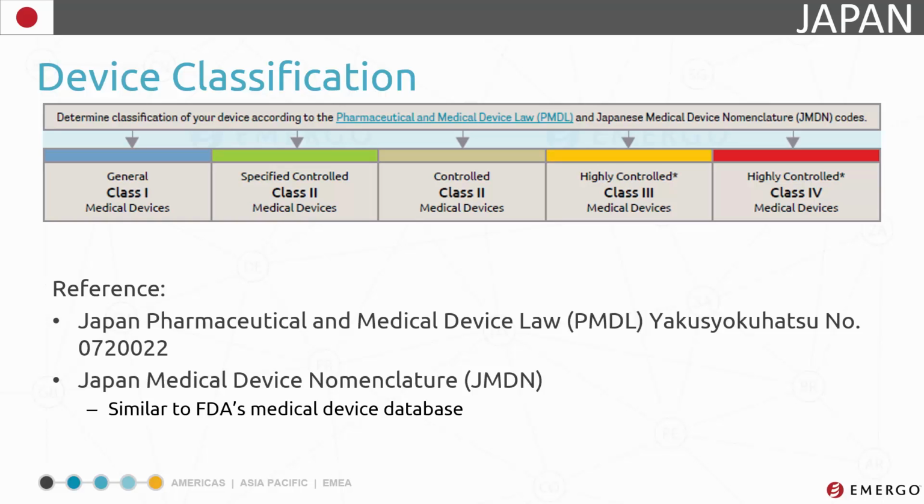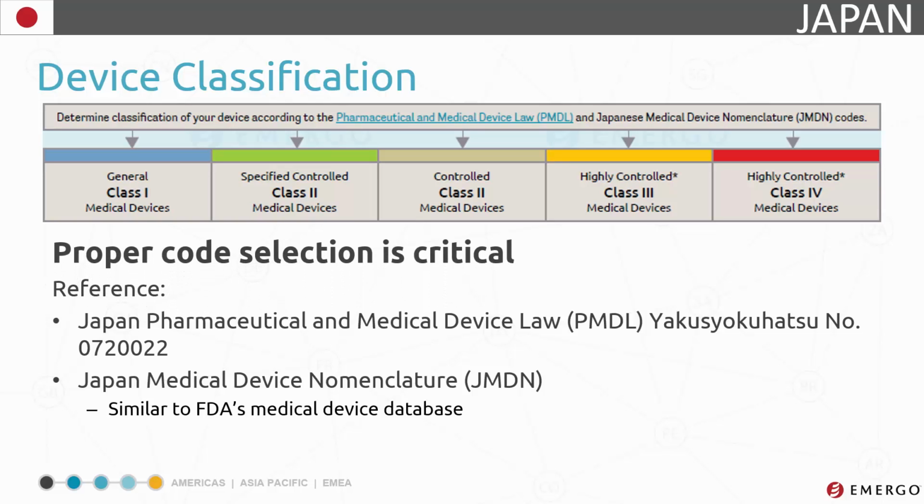If a JMDN code is not available, device classification is determined by risk to the human body according to the classification rules outlined in the PMDL. These rules are similar to ones used in determining device classification in the EU. Mistakes made here can be costly and are usually attributed to misinterpretation. It goes without saying that having an experienced professional who is fluent in Japanese is essential in this phase of the process.